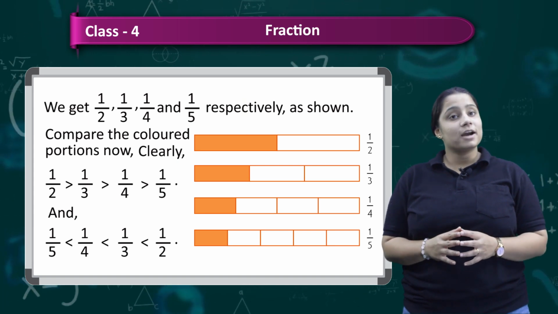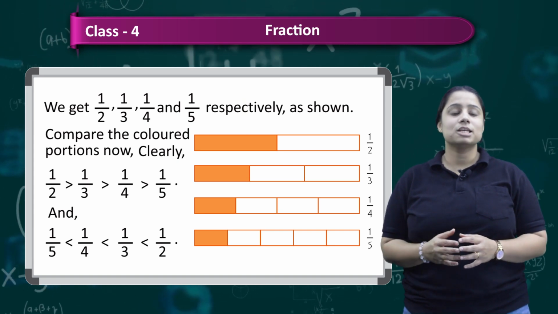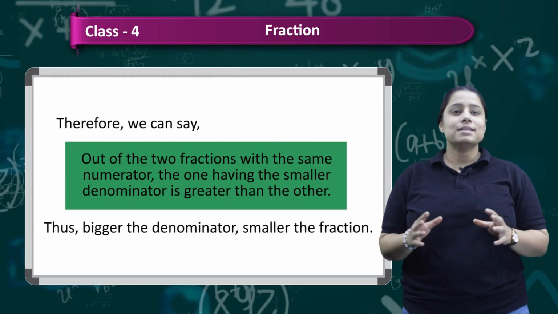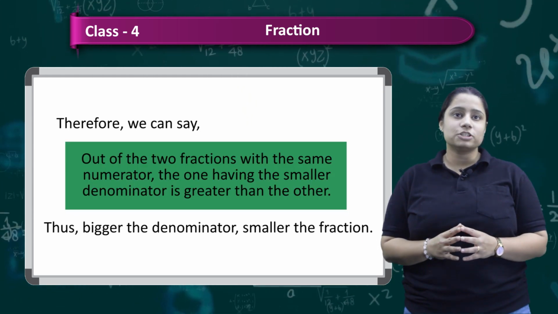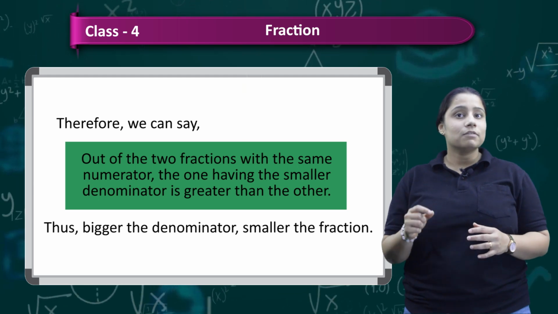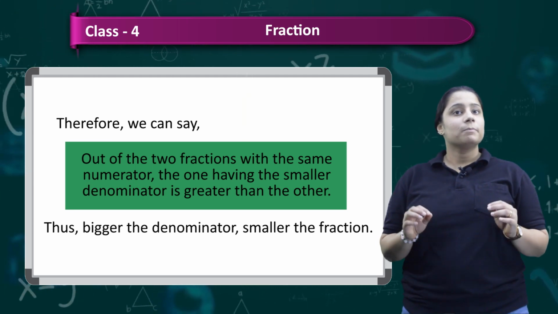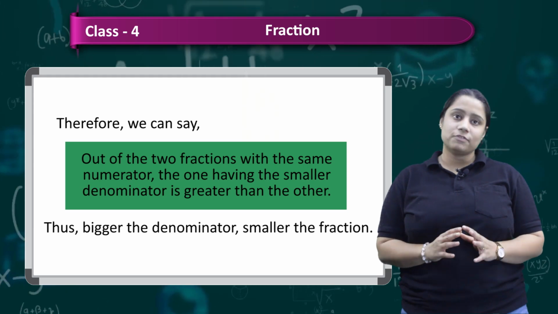And 1 by 5 is less than 1 by 4, is less than 1 by 3, is less than 1 by 2. Therefore, we can say out of the two fractions with the same numerator, the one having the smaller denominator is greater than the other. Thus, bigger the denominator, smaller the fraction.